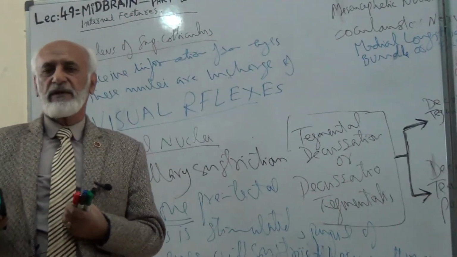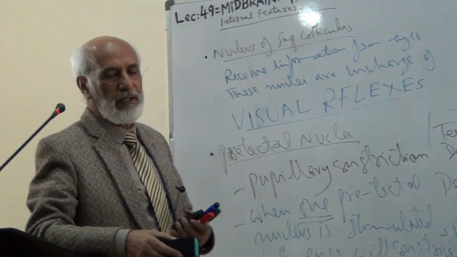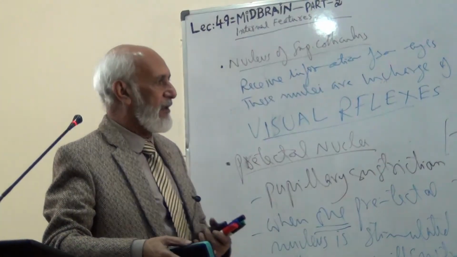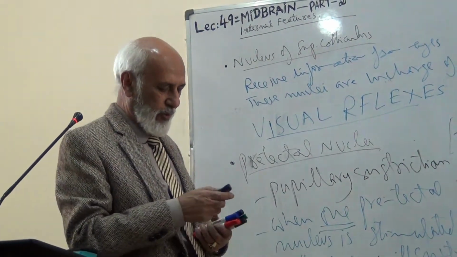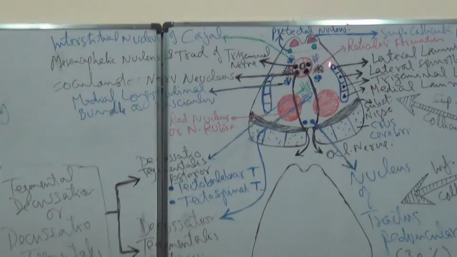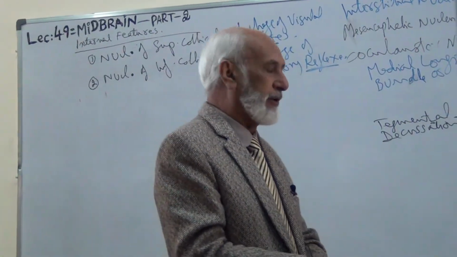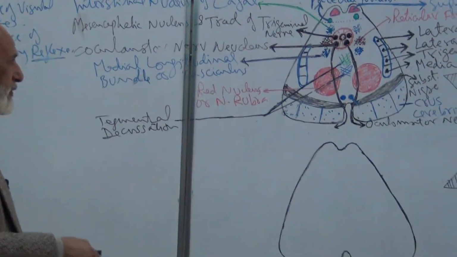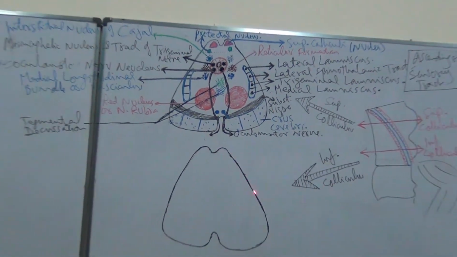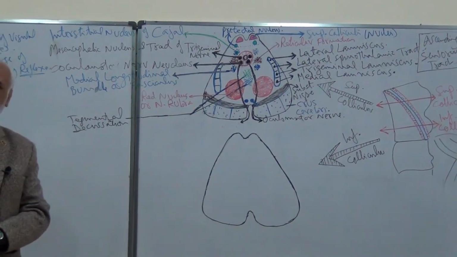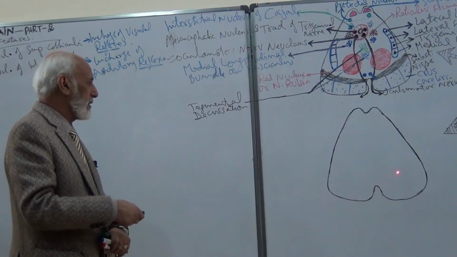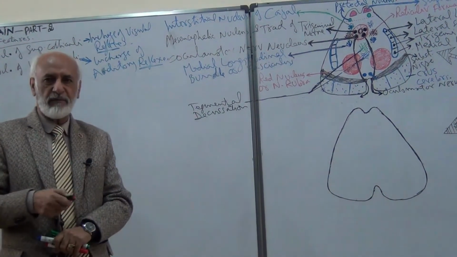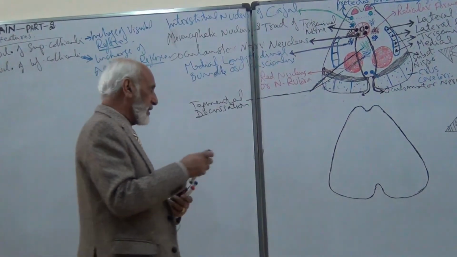So these were the internal features of the midbrain at the level of the superior colliculus, or the internal features of the midbrain at the level of the inferior colliculus. So you have seen the differences are only in the tegmentum. Now what is the internal structure of the midbrain at the level of the inferior colliculus, or lower half of the midbrain? Now this diagram shows a section through the lower half of the midbrain.